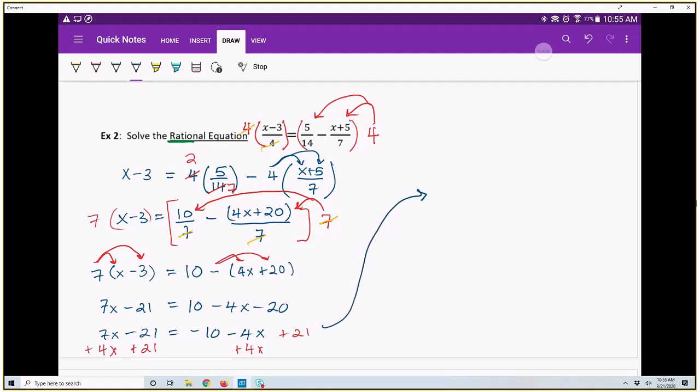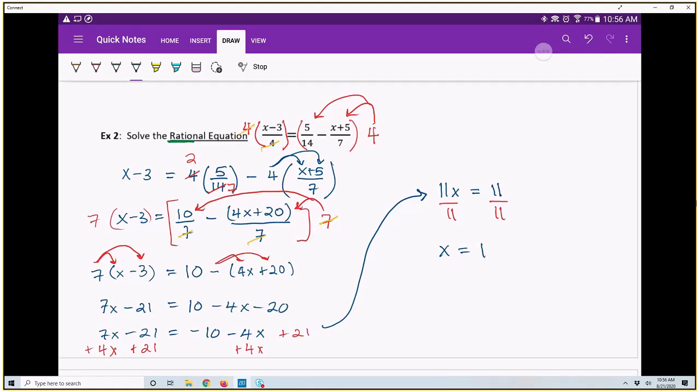So what do I have? Well, I have on the left side 7x plus 4x, that's 11x. Negative 21 and positive 21 cancel. So 11x is equal to, I have negative 10 and positive 21, so that becomes plus 11. Minus 4x plus 4x cancels. So this is my equation now, 11x equals 11. But I want x by itself, so I divide by 11 on both sides. And that gives me x equals 1.